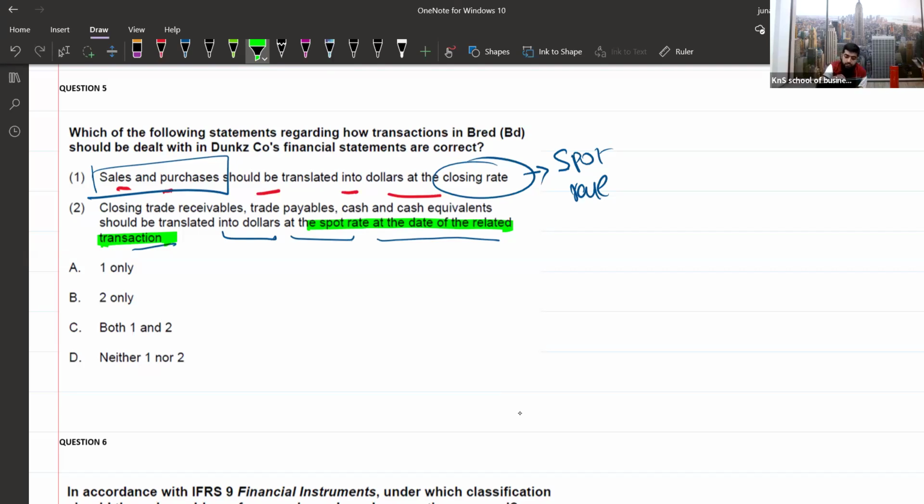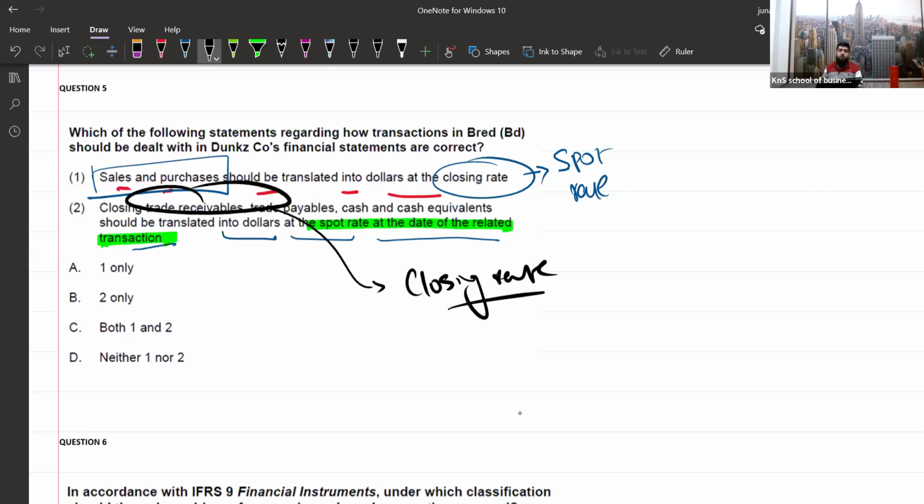Remember, closing receivables and payables will always be recognized at the closing rate, because these are the assets that will be retranslated every year. So which of the following statements is correct? Statement 1 is incorrect, statement 2 is incorrect, which means option D is the right answer, that none of the information is correct.